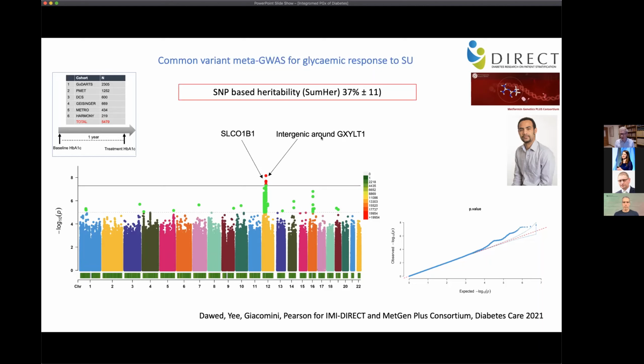it's an intergenic SNP around this gene GXYLT1, and it's actually an eQTL, a strong eQTL for this gene in the islets, where the C allele is associated with worse glycemic response and increased expression of this gene, and this gene potentially is involved in Notch signaling and impaired beta cell function mass, and that's the bit of the story we're still trying to unpick. But an easier story to explain is the second hit, which is in this transporter SLCO1B1, which some of you may well have heard of before, is a very common transporter.